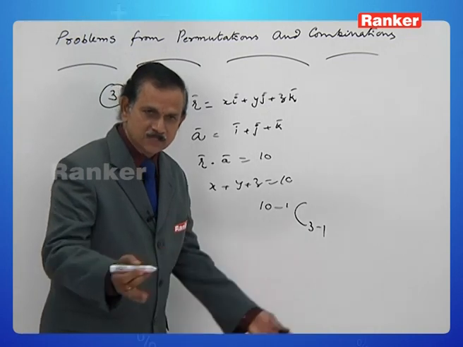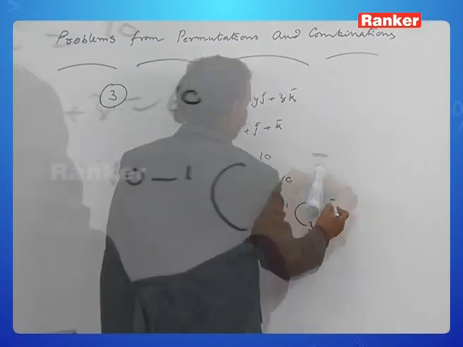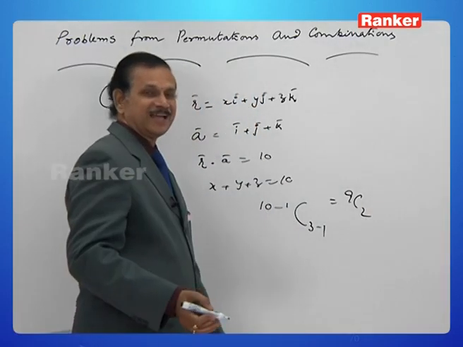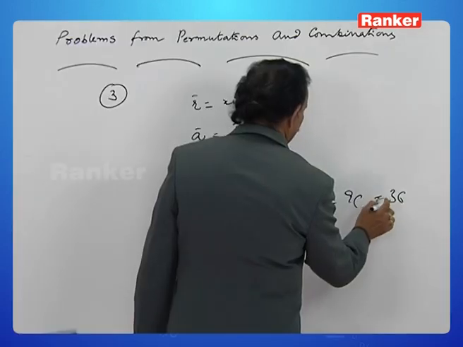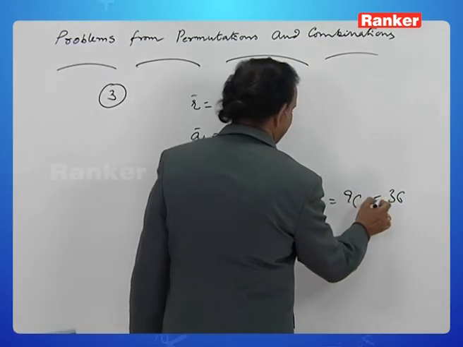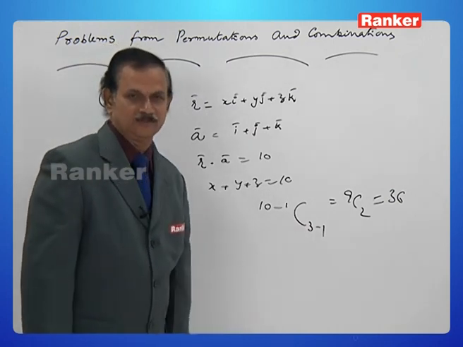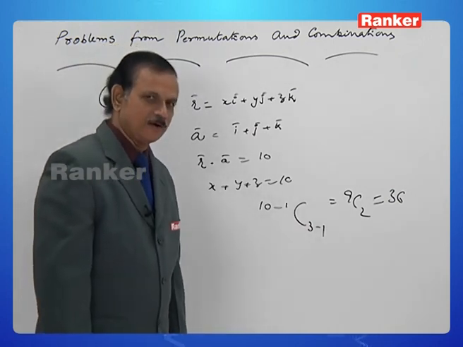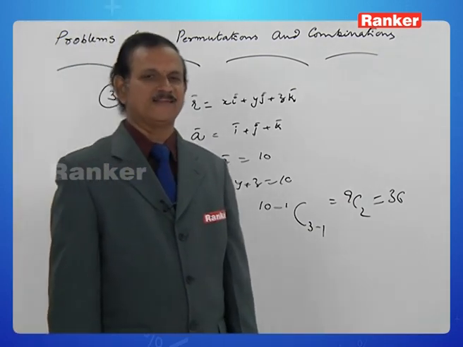n minus 1 c r minus 1, that is 10 minus 1 c 3 minus 1, that is 9 c 2. If you calculate 9 c 2, it will be just 36. Therefore, two options are correct among the given. Option A is correct and option D is also correct. Two options are correct in this question. It's a very simple and straightforward question. It is just enough if you remember that the number of positive integral solutions is n minus 1 c r minus 1.